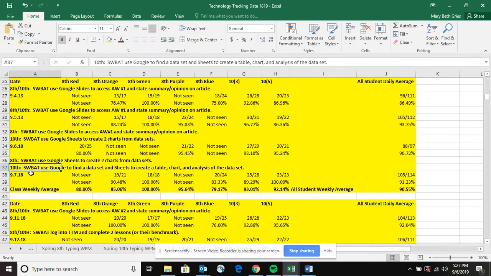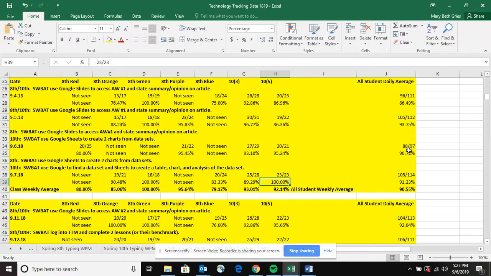Here, 10th grade, my objective on September 7th was they can use Google to find a data set and Google Sheets to create table chart and analysis of the data set. So in my 10th grade class, right here, 25 out of 28 of them were able to do that. 89%, that was their daily percentage. My other class had 100%, that was their daily percentage.